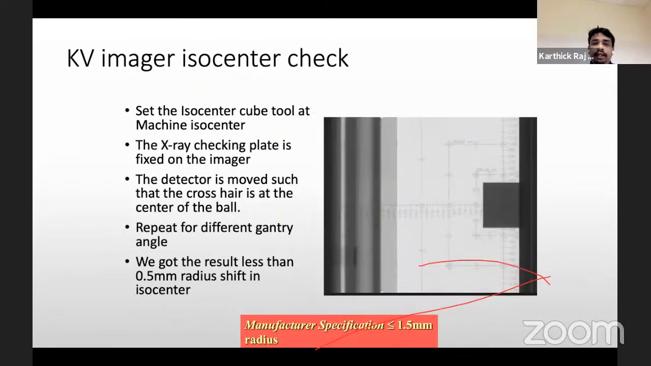This is a test to check how accurately your kV imager and MV imager have been matched. Normally, when you talk about 3D CRT and IMRT, for 3D CRT, within 1 millimeter is good enough.